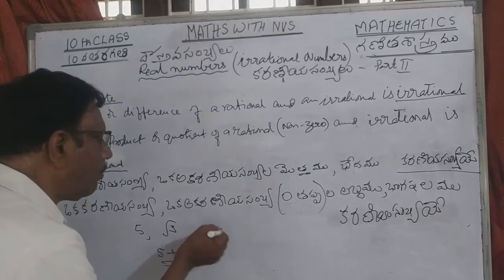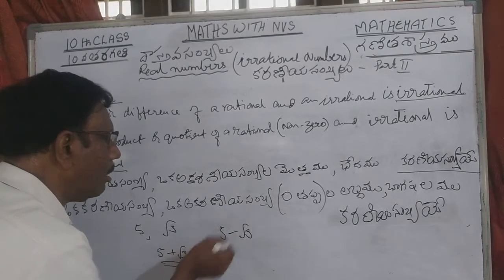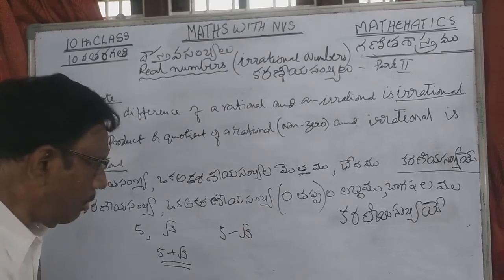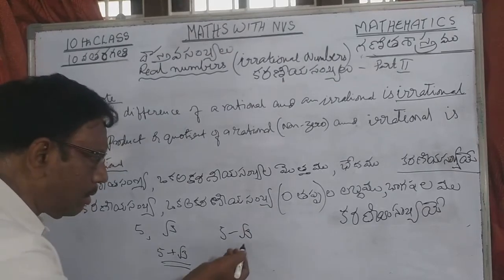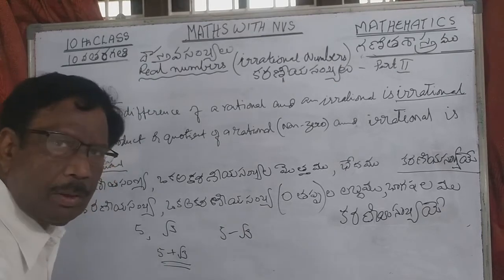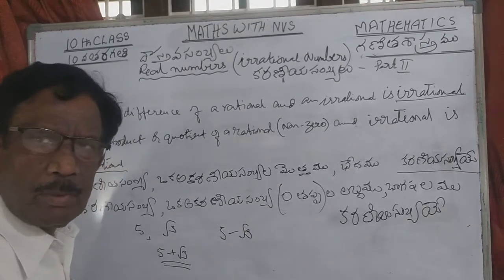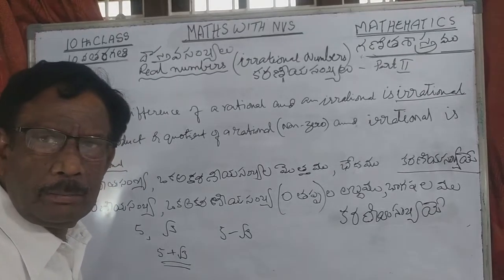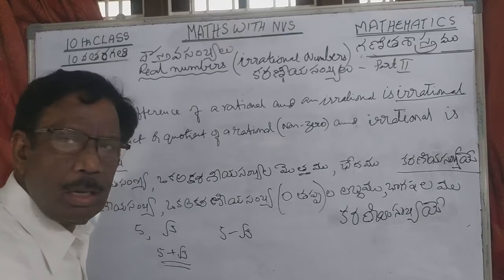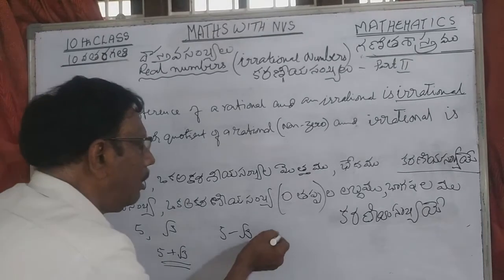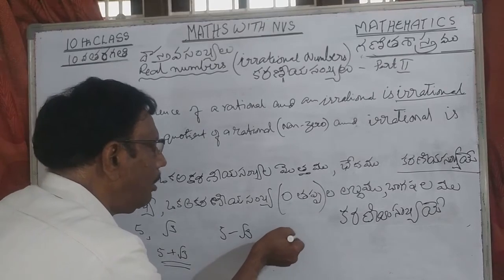So like that, 5 minus √3. It is irrational. You cannot find the correct answer because √3 is irrational. There is no correct form of p by q, or its decimal expansion is neither terminating nor recurring. So therefore 5 minus √3 remains like that only. It is irrational only.